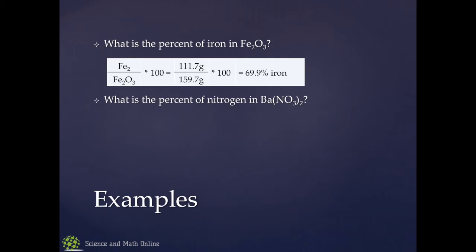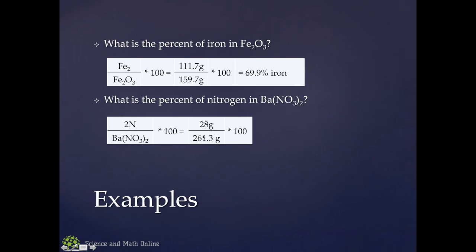Okay. Same thing with the nitrogen in barium nitrate. So once again, you got to count properly here. So the part is there's 2 nitrogens because of the 2 outside the parentheses. Okay, and then there's the whole thing. So 2 nitrogens has a mass of 28. Barium nitrate has a mass of 261.3. Make sure you can get that on the periodic table. And then you simply do the math and you get that percent.